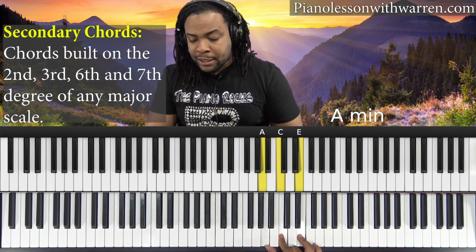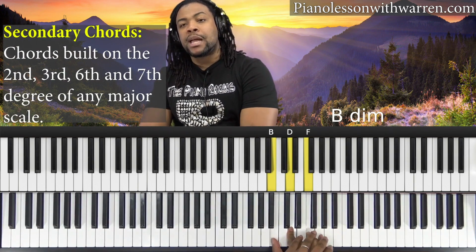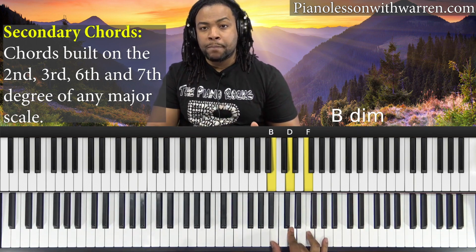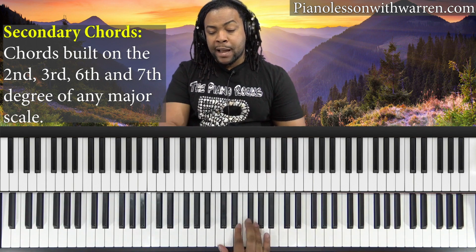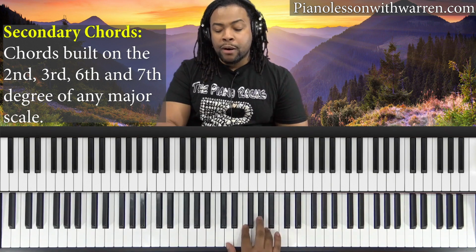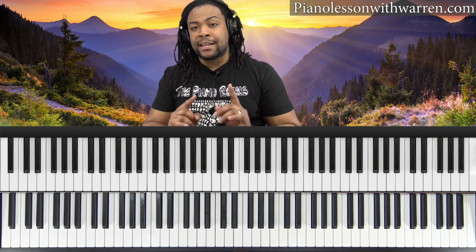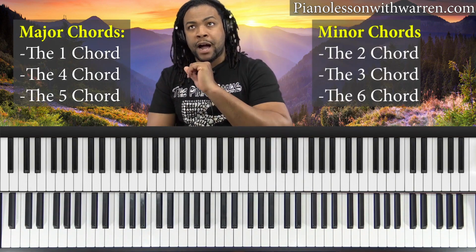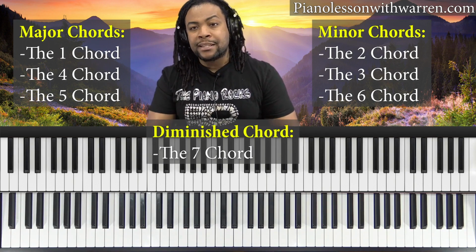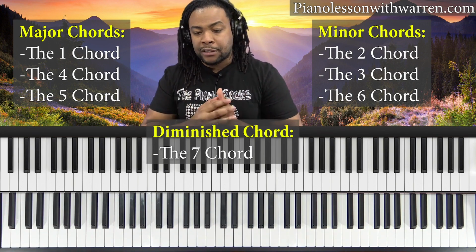Now you say, what about chord 7? Chord 7 is diminished. This is the only diminished chord in the major scale. It's also a part of the secondary chords. So we have chord 1, 4, and 5 are primary chords. Chords 2, 3, 6, and 7 are secondary chords. 1, 4, and 5 are primary chords. 2, 3, 6, and 7 are secondary chords. That's how every major scale is structured. It's very important to note that.